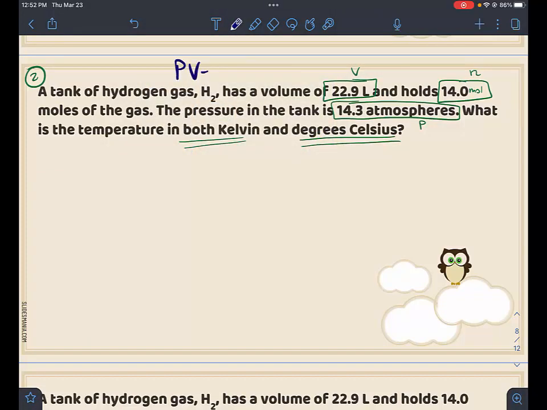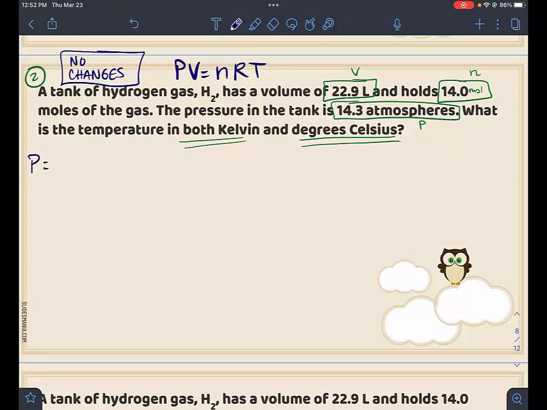I want you to think about that for a second. Why do I use this equation? I'm using this equation because there are no changes going on. Read that problem. Nothing's changing. It's just a gas. It's just sitting there. It's doing nothing. So we're going to use the ideal gas law.